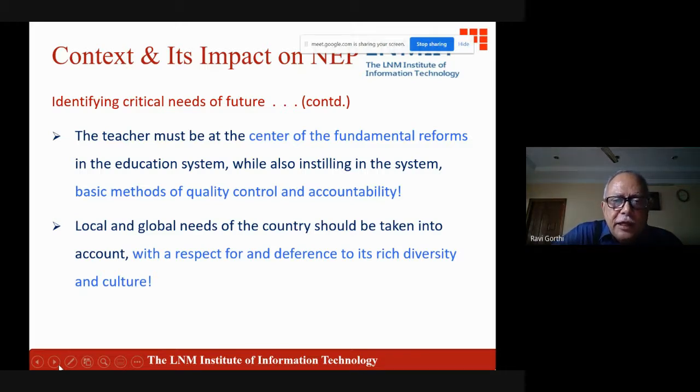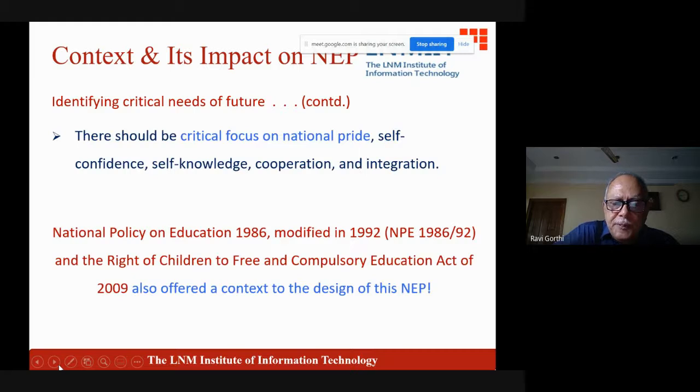I'll explain that. Local and global needs of the country should be taken into account with respect for and deference to the rich diversity and culture, which is part of our country. So it is a very sensitive way of phrasing the influencing factors. The last few: there should be a critical focus on national pride. Okay? So it looks like they didn't leave much.